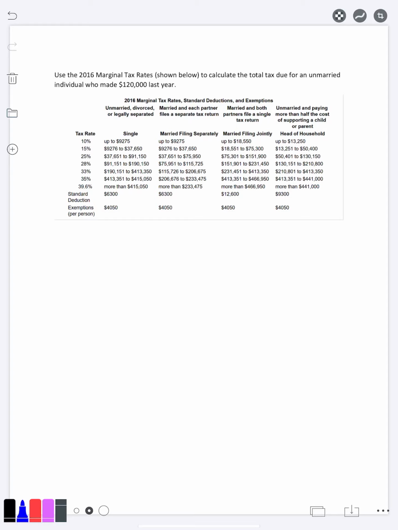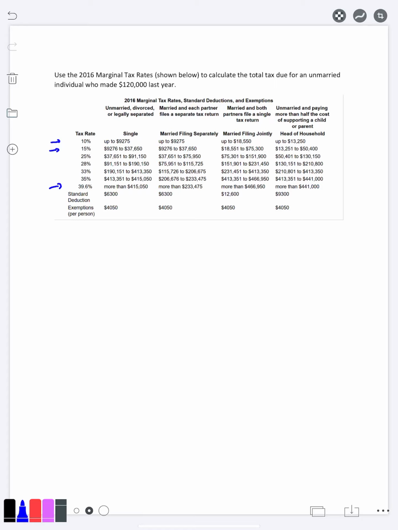In this video, we're going to learn how to use marginal tax rates to calculate the total tax owed in a given year. So you see we have this list here, this is from 2016, of a bunch of different tax brackets here. We have the initial bracket 10%, 15% and so on, all the way up to 39.6%. Now I do want to point out something.